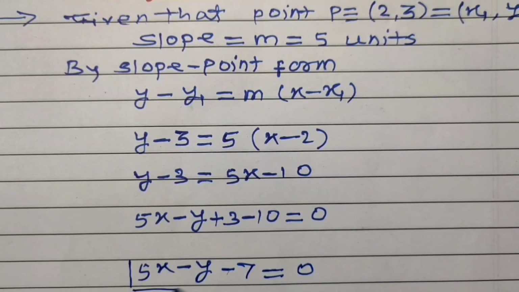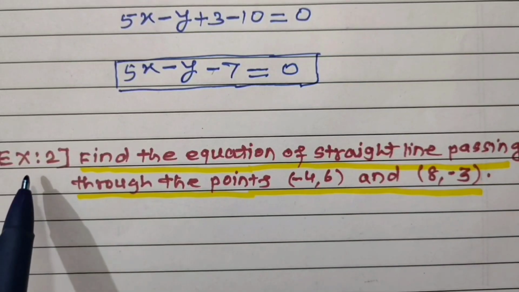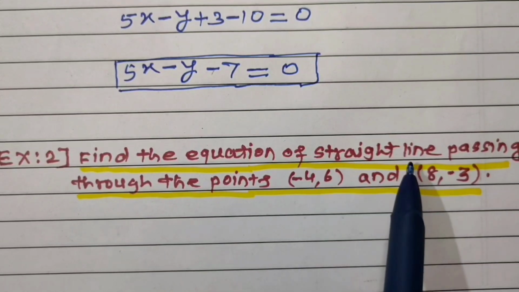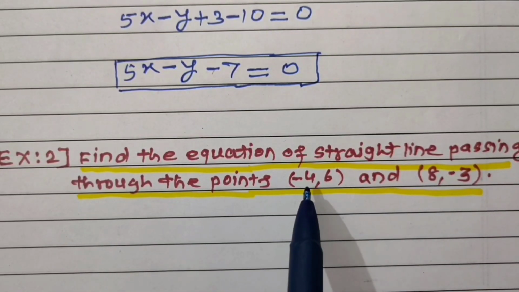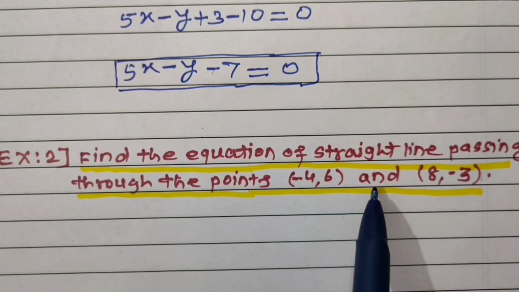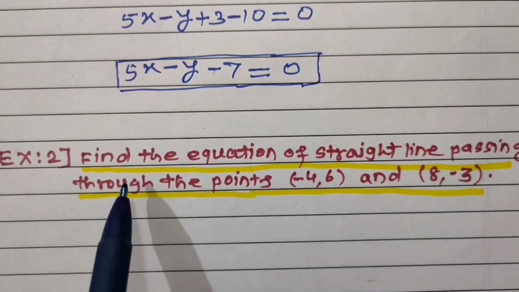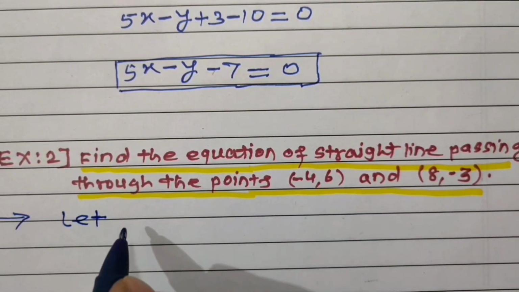And this is the equation of the straight line, which is the required answer. Let us solve the next sum. Now example number 2. Find the equation of the straight line passing through the points. The first point is (-4, 6) and the second point is (8, -3). To find the solution, let the 2 points lying on the straight line be given.